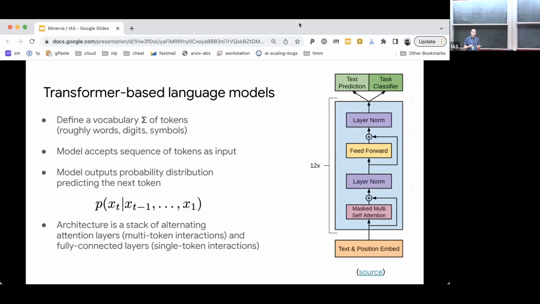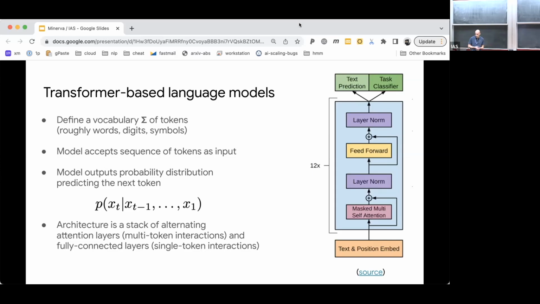I'm going to use this word a lot. By tokens, I mean some roughly semantically meaningful unit, which could be a word, a digit in a number, or a symbol like a comma or period. We decide beforehand on a vocabulary of these tokens. In practice, we usually learn this vocabulary, but this is not going to matter for this talk. Our model is going to accept a sequence of tokens as input, and what we ask it to do is output a probability distribution for what it thinks the next token is going to be. So this is a probability distribution over our vocabulary.